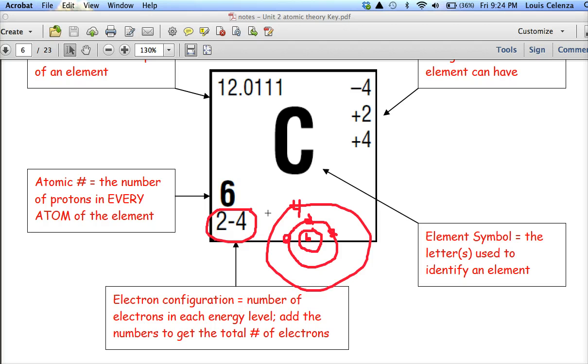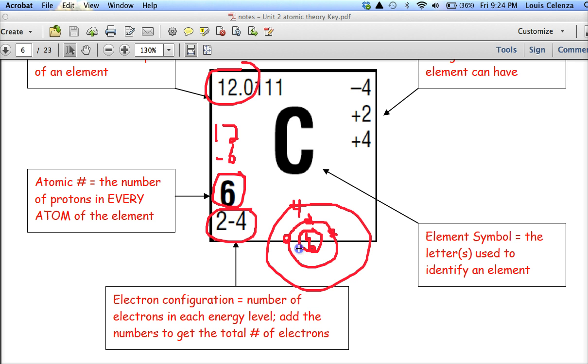Now, we're missing one particle, neutrons. The third subatomic particle is called a neutron. How do you determine the neutrons? Simple. You subtract the atomic number from the mass number, rounded to a whole number. So you get 12 minus 6, which happens to be 6. Now, it's just a coincidence that the protons and the neutrons are the same. They're not always the same. In fact, rarely they are. So you would have 6 protons in the nucleus, and you would have 6 neutrons in the nucleus.